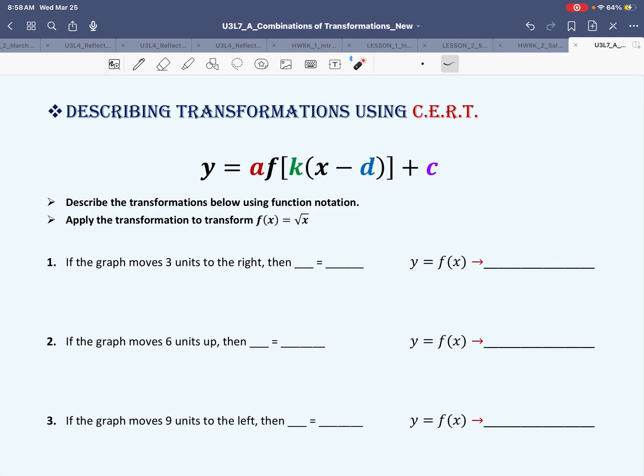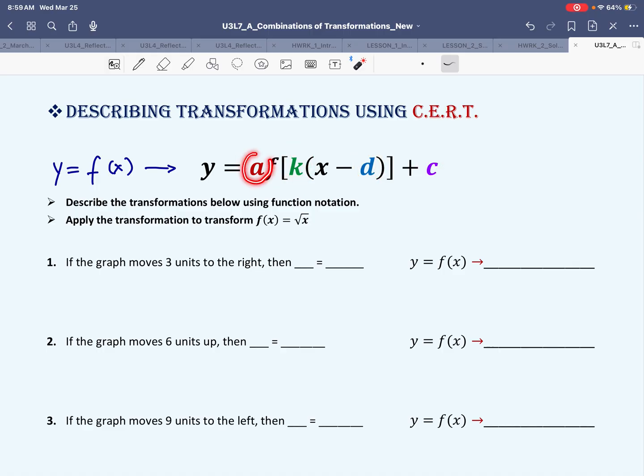Hi everyone, let's look into some examples of transformations of functions, and more specifically we'll look into description of transformations. So remember that any parent function of the form y equals f of x can be transformed based on the equation y equals a f(k(x minus d)) plus c. We have talked to greater extent about the role of each and every coefficient in the previous lessons.